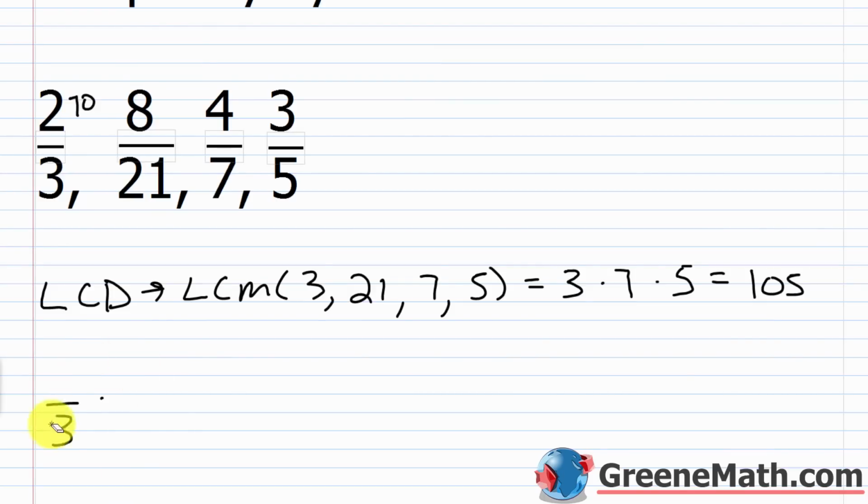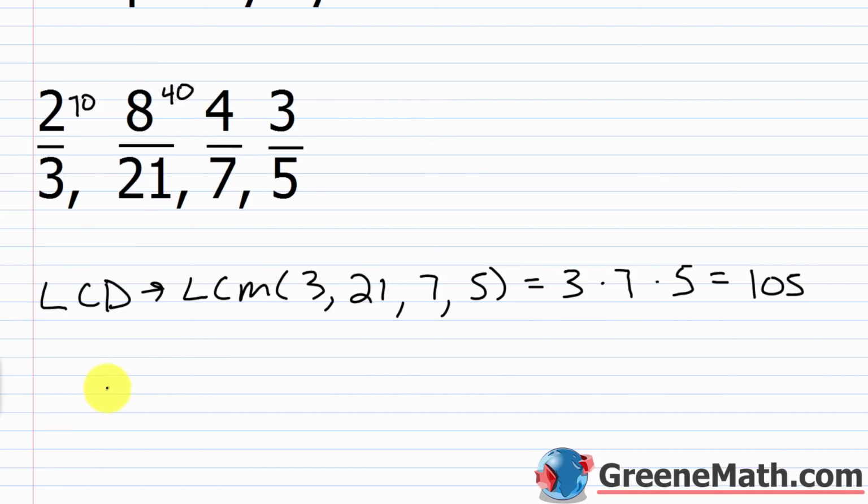All right, for the next one, I have 8/21. So I would multiply that. If I had 7 times 3 is 21, I'd multiply it by 5/5. So again, just multiply the numerator by 5. 8 times 5 is 40. I'm going to write that next to that number right there.